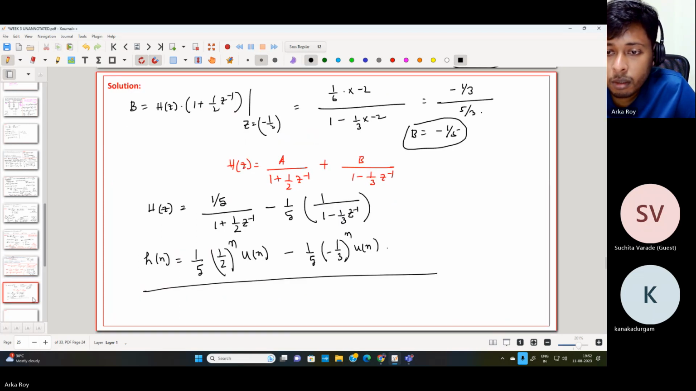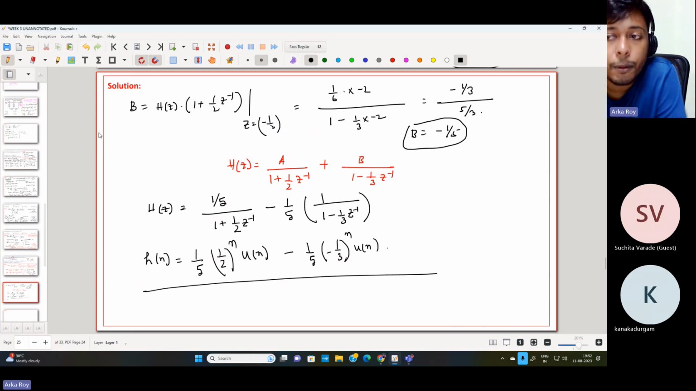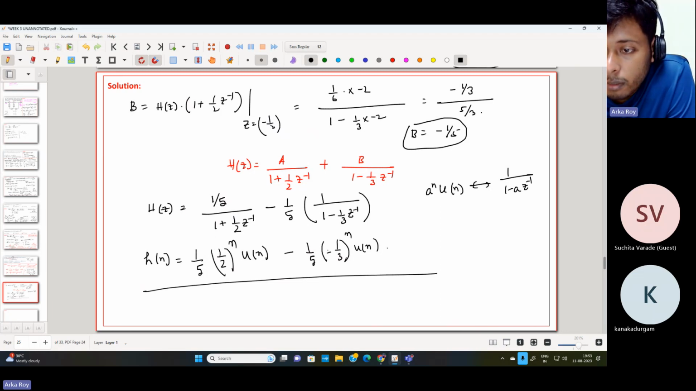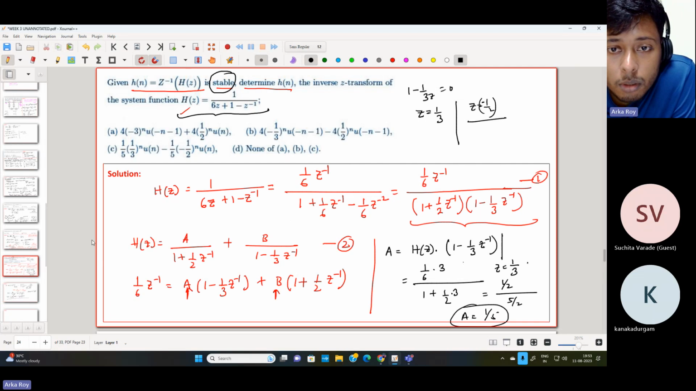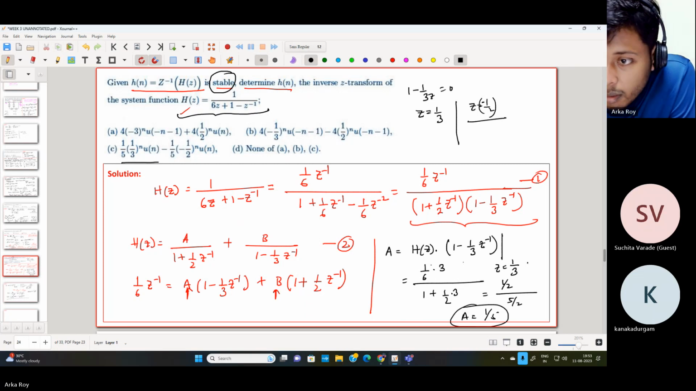Oh sorry. So a to the power n u[n] has the solution as 1 over 1 minus a z to the power minus 1. So likewise, this will be plus and this will be minus. So this will be 1 by 5 u[n], and I guess there is some plus minus mistake that has happened over here.